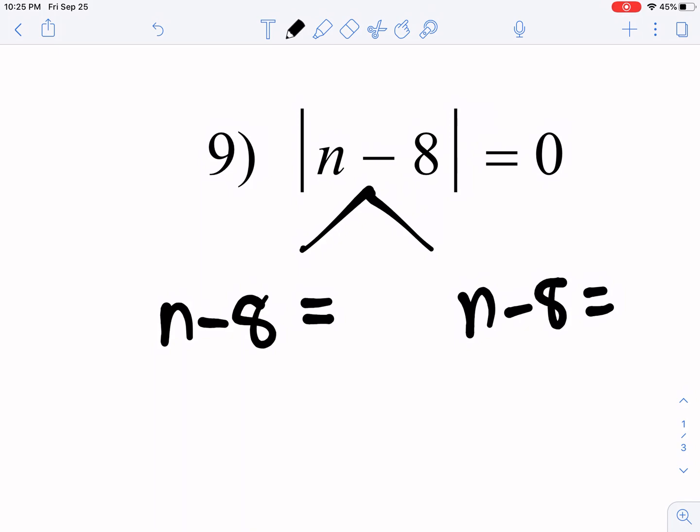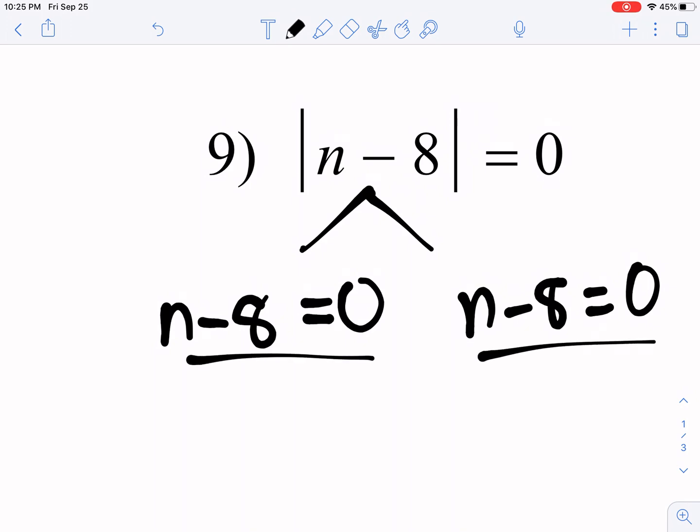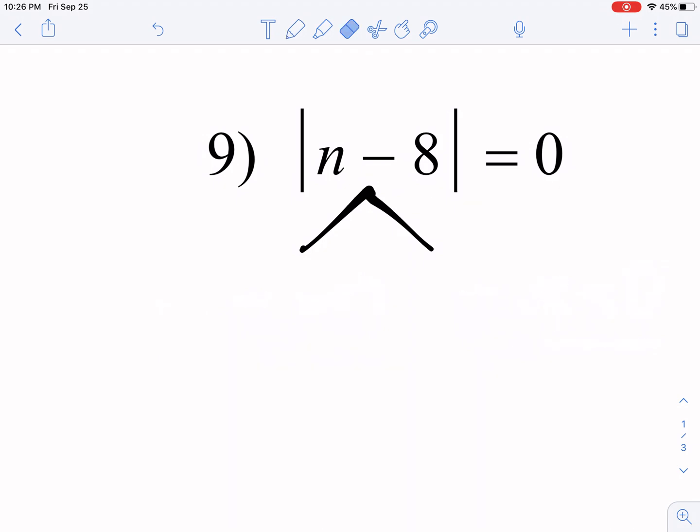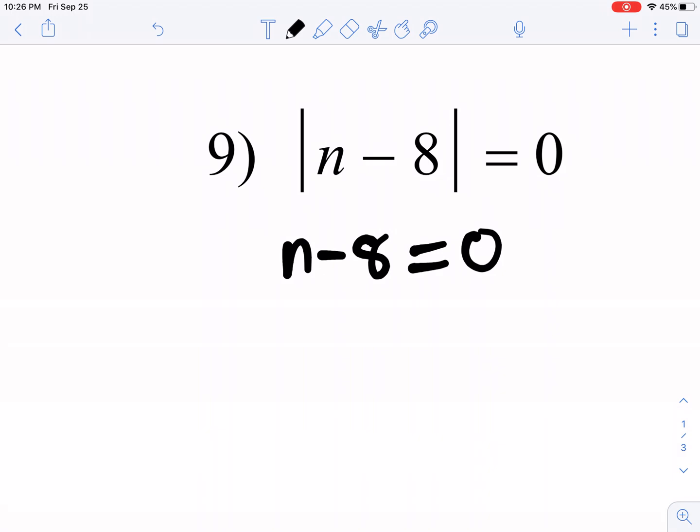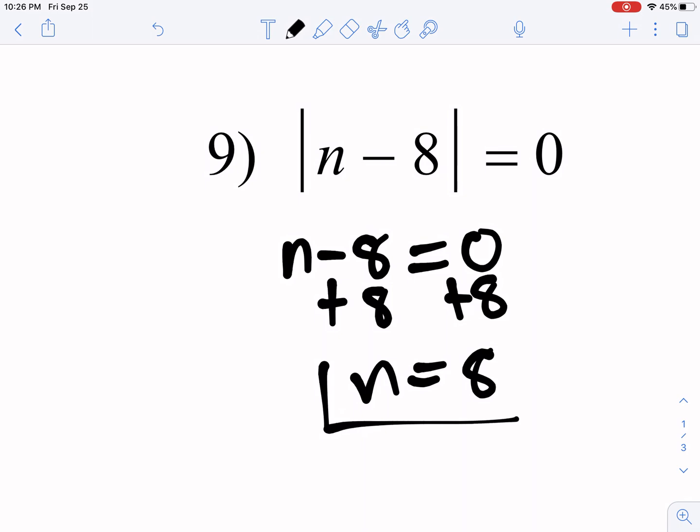What's a positive 0? It's still 0, right? What's a negative of a 0? Still 0, right? Because 0 is a neutral number. It's still going to be 0. So what are both of these? Are these exactly the same? Yeah, so if I solve these both, how many answers am I going to have? 1. There's only one answer here because these are both the same equation. So actually in this case, we would just have n minus 8 equals 0. Well, this is a one step. What would you do? Add 8 to both sides and we get n equals 8. There is only one answer.